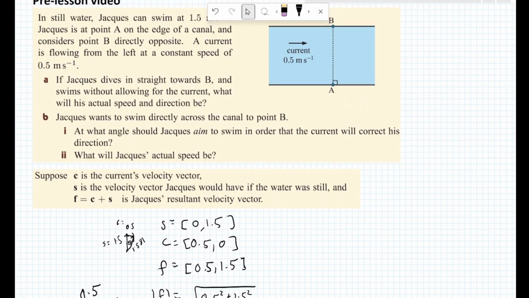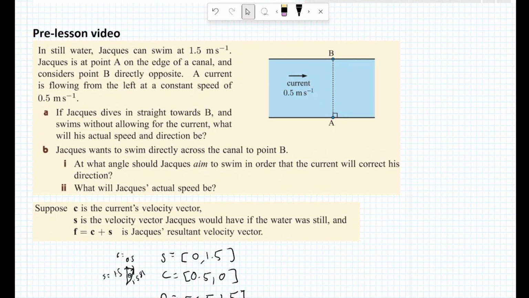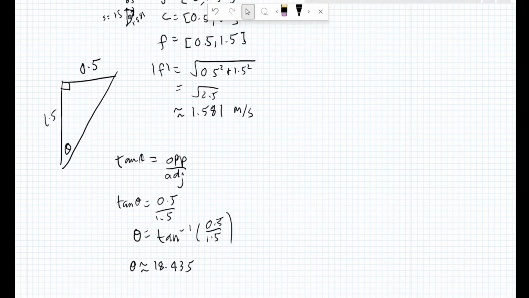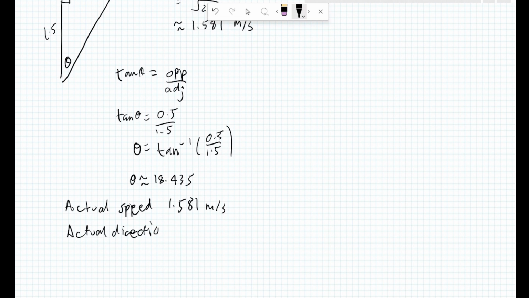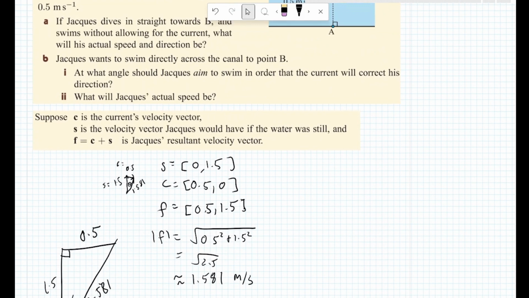Okay, so that's good. Then we need to ask, what direction should Jack aim to swim so that it'll correct his direction? So actually we should probably do our previous one with the sentence answer. So actual speed is 1.581 meters per second, and actual direction is 18.435 degrees, and that's this angle in here. And then the length is 1.581. Okay, so that's pretty good.